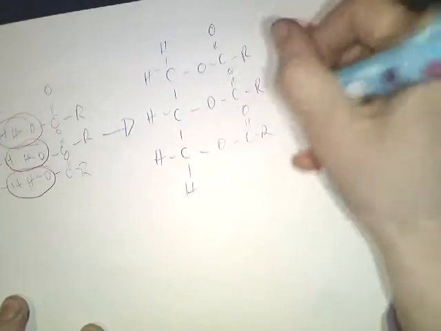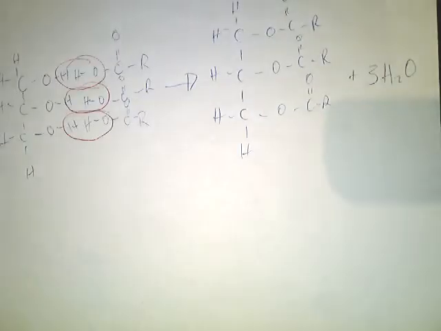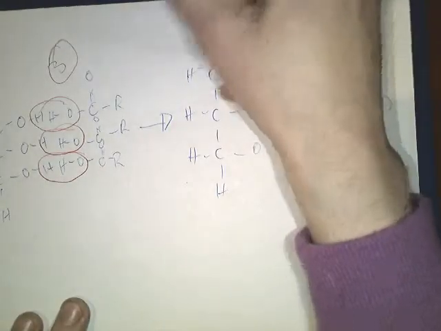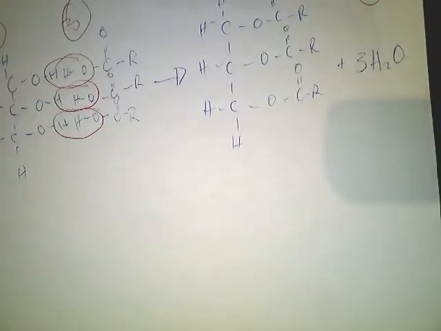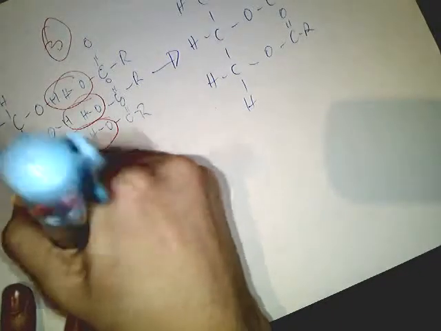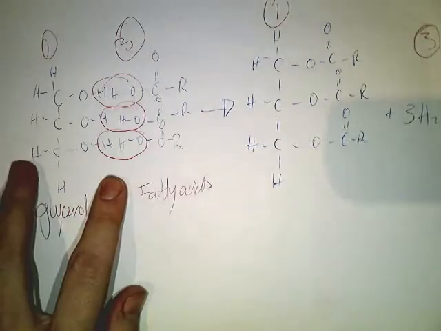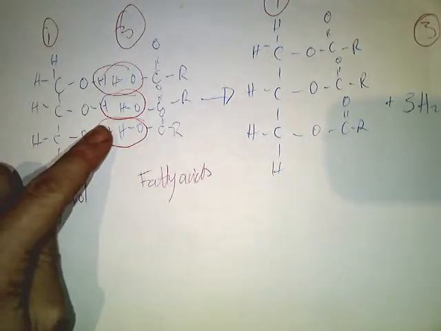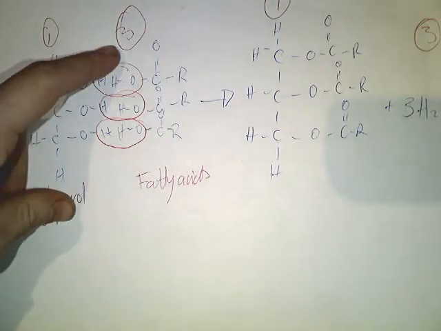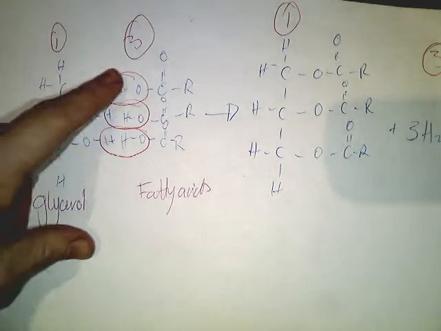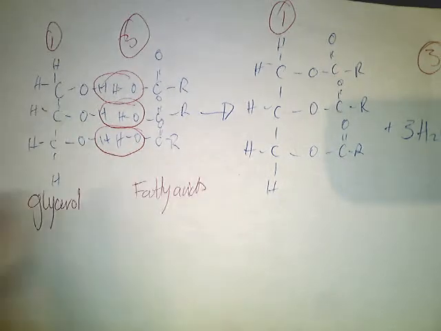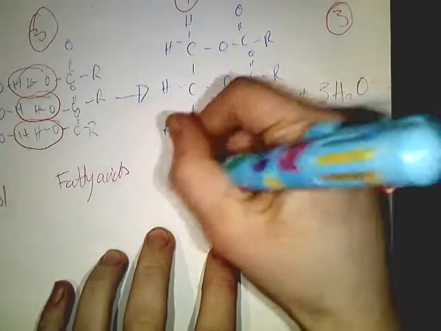And 3H2O. So the ratio is 1 glycerol to 3 fatty acids to 1 triglyceride to 3 waters. If we say that again, glycerol, fatty acids. Now your fatty acids could be all the same. They could be 2 different and 1 the same. They could be 2 the same and 1 different, or they could be all 3 different. It doesn't matter. Here we've got our triglyceride.